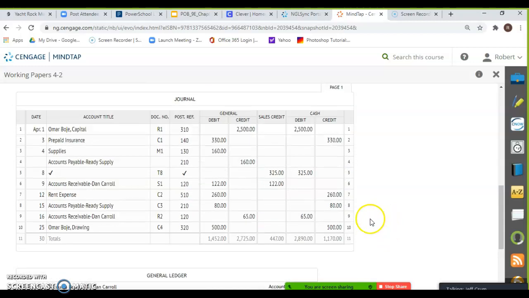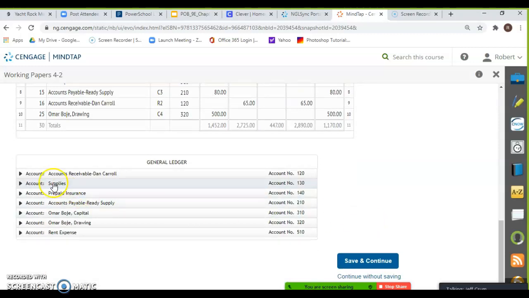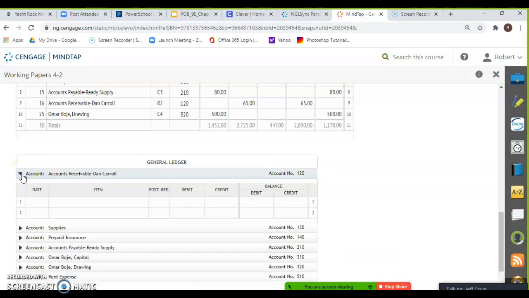Okay, so now we have our account numbers filled in. So now we're going to fill in our ledgers, which is the tracking for each separate account. Each separate account is going to have its own ledger or own book. So we'll go back through the journal, look for accounts receivable for Dan, and see when his first transaction is.